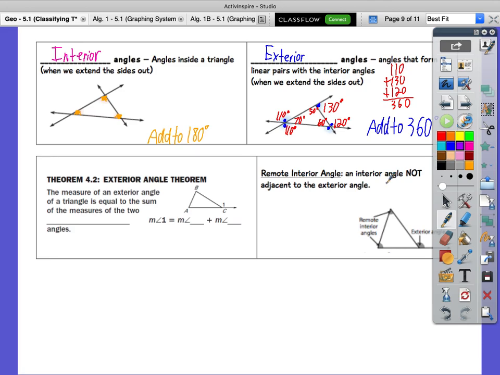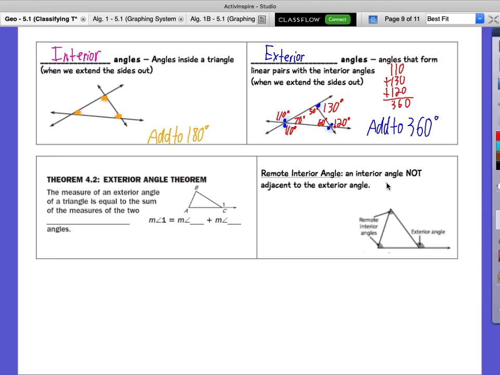Okay. So that's our exterior angle theorem. Okay. That's the exterior angle theorem there. Okay. Now we also have, excuse me. That's just an exterior angles fact.